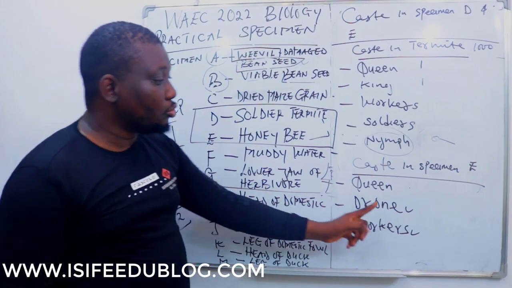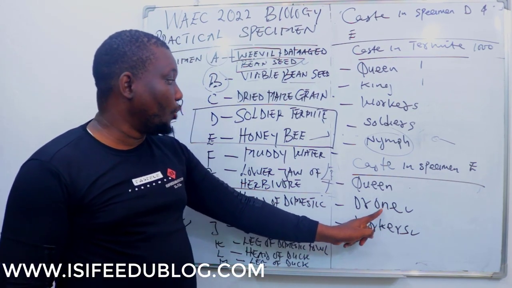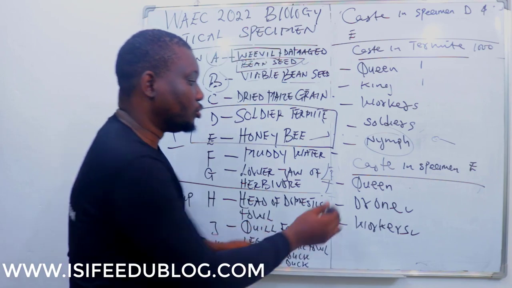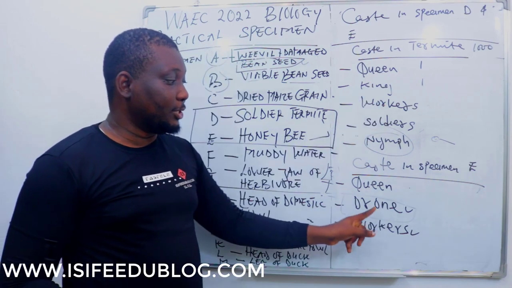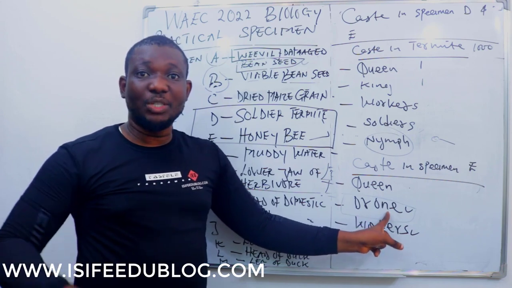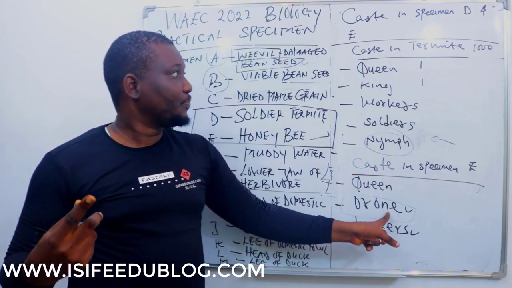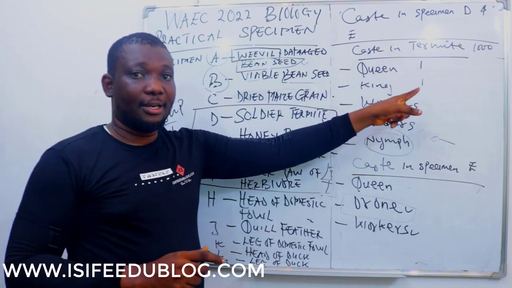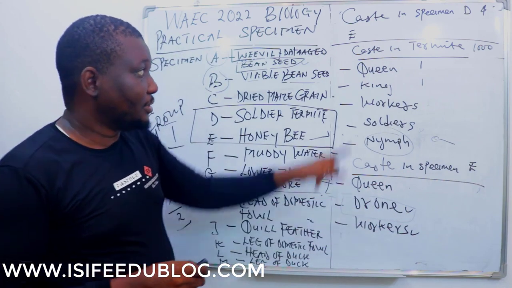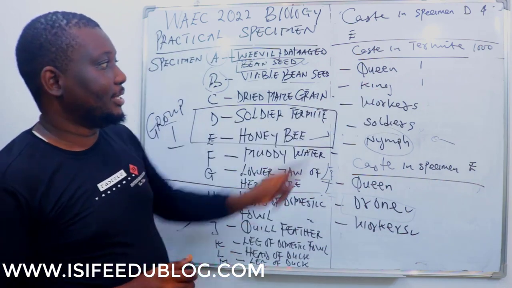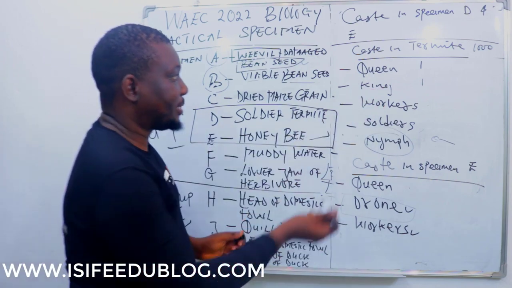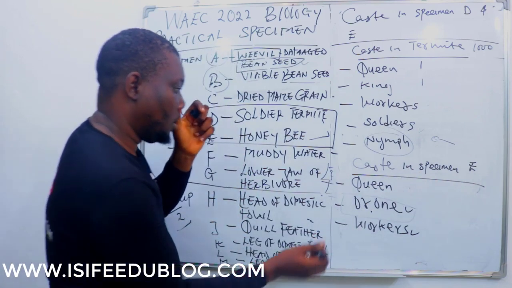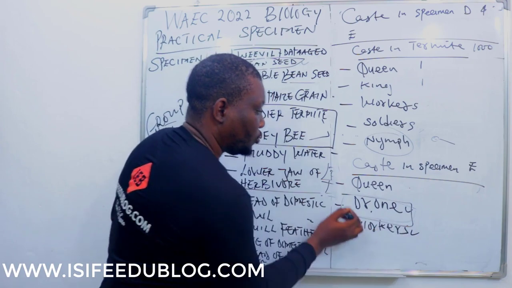Okay, so the drone in honeybee is like the king in termites. The difference between a drone and a king is that a drone has modified wings. It can fly, but the king of termites lacks wings. So this flies like a drone. This is a king. It does not have wings. So what relates to the king in the case of honeybee is not called king, but they are called drone.